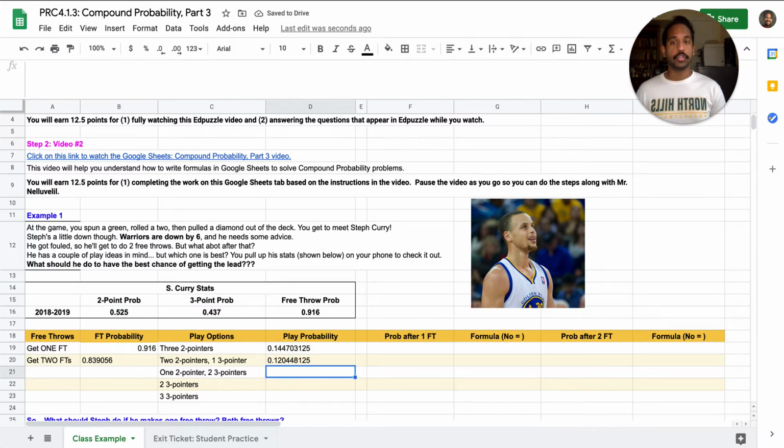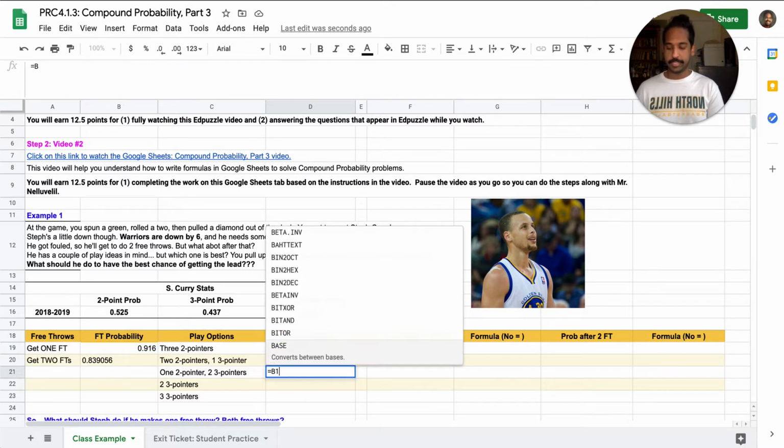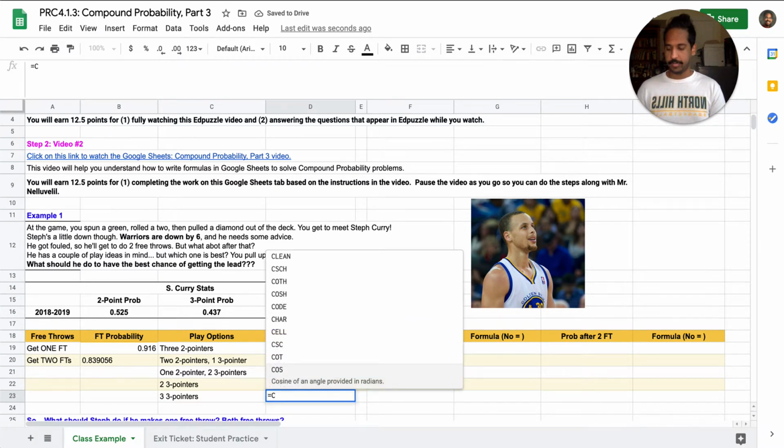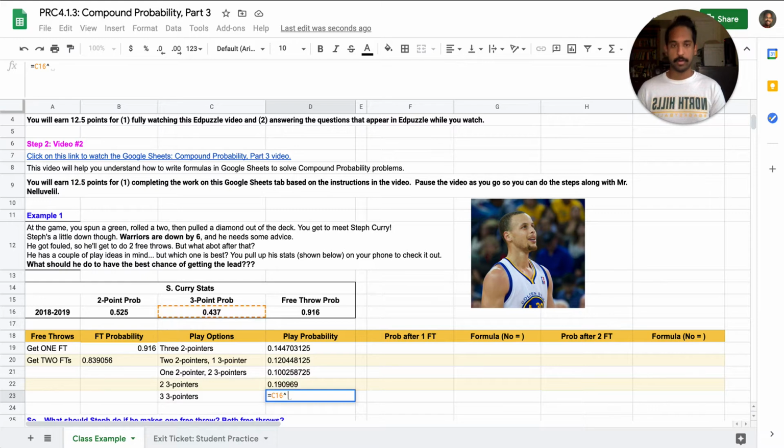Now, the next one is one two-pointer and two three-pointers, so that'll be equals B16 times C16 to the power of 2, because we want two three-pointers, C16 times C16. Just to get two three-pointers, again, that's going to be C16 to the power of 2. And if we want three three-pointers, that's going to be C16 to the power of 3, because it's C16 times C16 times C16. And here we have 0.08. Okay, cool. So now we have all these probabilities.